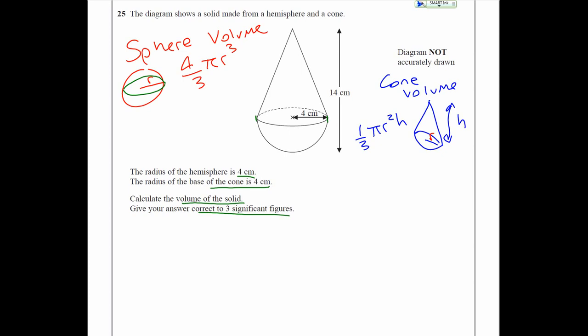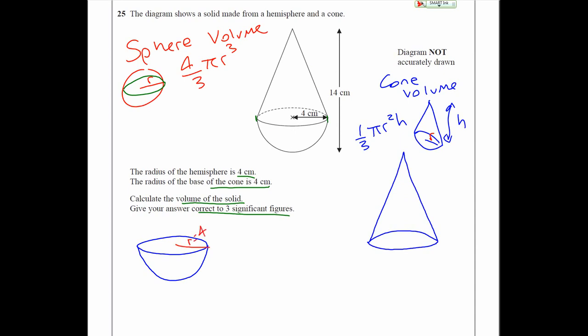So let's split this into 2 parts. First part, we're going to be doing the semisphere volume. The second part, we're going to be doing the cone volume. Okay, so you can think of it as 2 separate questions. Both of them have a radius r equals 4. And let's go for the semisphere first. So this can be our question 1. This can be our question 2.